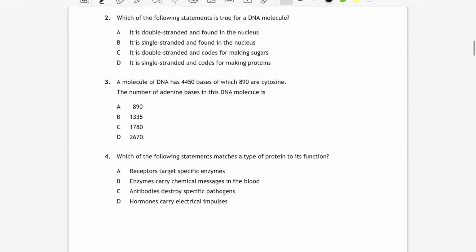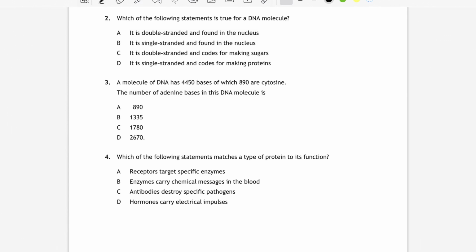Question number 2. Which of the following statements is true for a DNA molecule? So again, pause the video, see how you get on. Okay, now that you've paused the video and had a little go, let's see how we go on. So, which of the following statements is true for a DNA molecule? So we've got A, B, C, D again. We're going to try and cancel out the wrong answers.